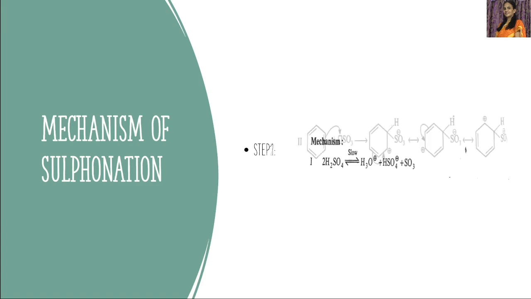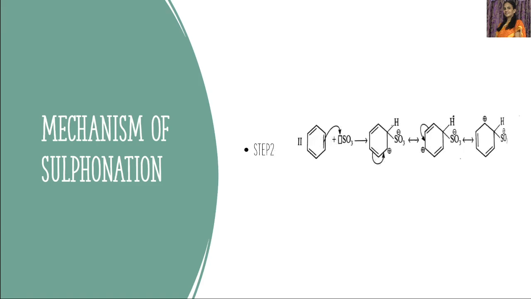Now let us see the second step. In the second step, this SO3, which is an electron deficient molecule, has a vacant orbital that we can see here. It has the capacity to accept a pair of electrons. Thus it is an electron deficient molecule, therefore it is an electrophile.